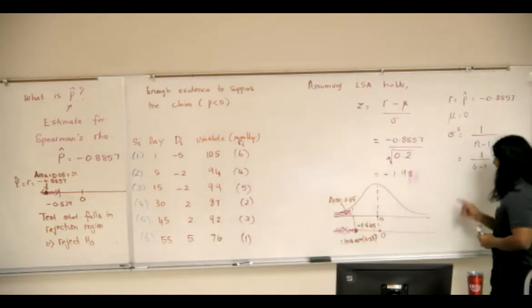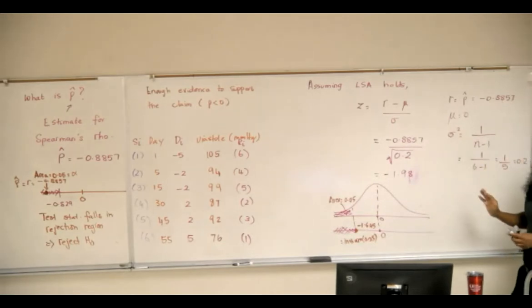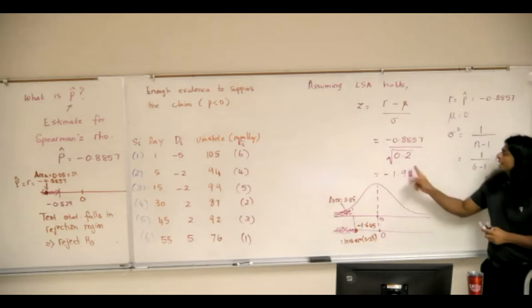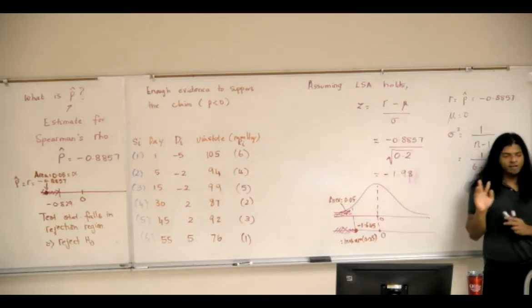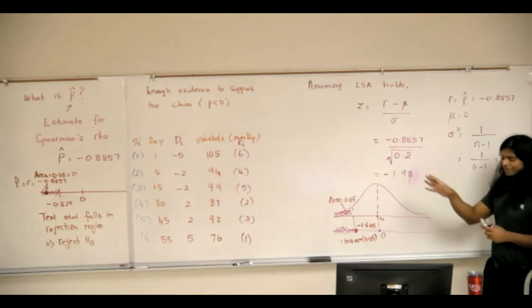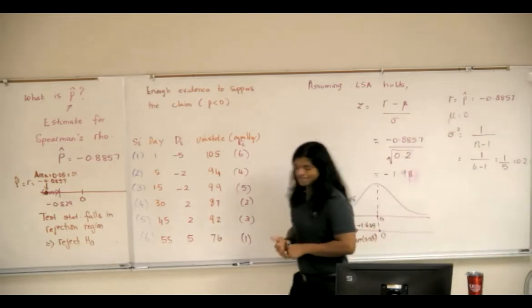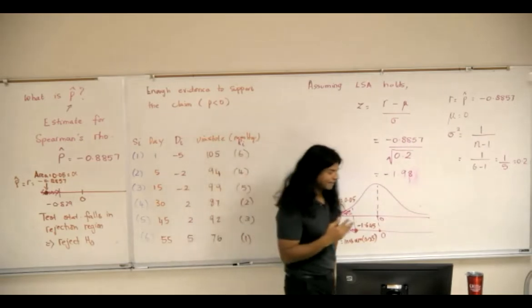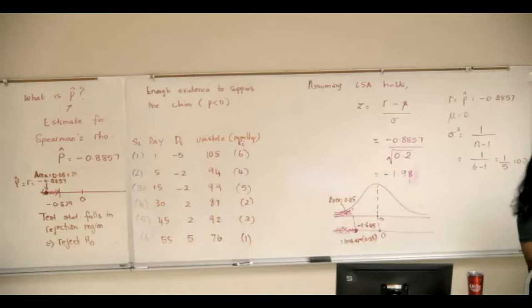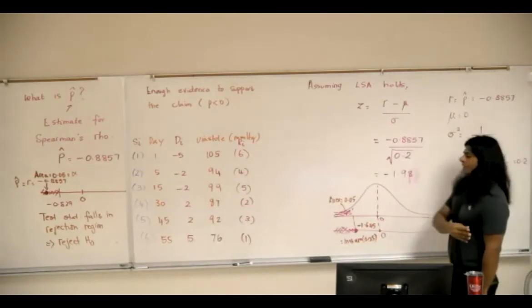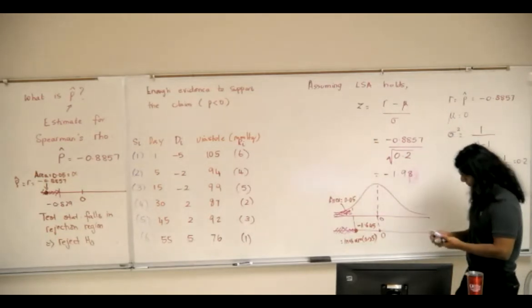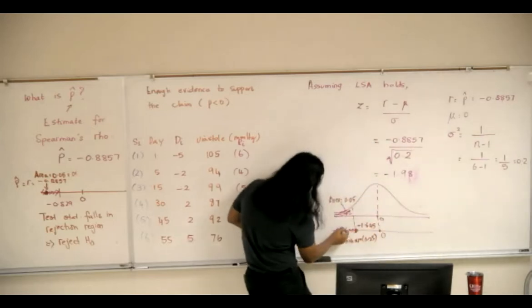I got negative 1.9. Well, why? Rounding, because of rounding. Let's not have a war here. So if you round that square root of 0.2 prior to dividing, the answer is going to be slightly off, which is why I say save rounding until the very last step, and use four or five decimals. Negative 1.98, which is right here.